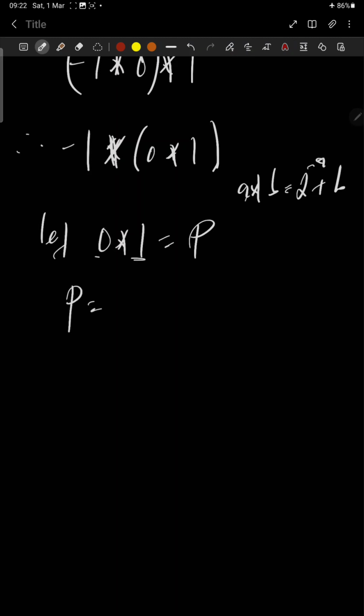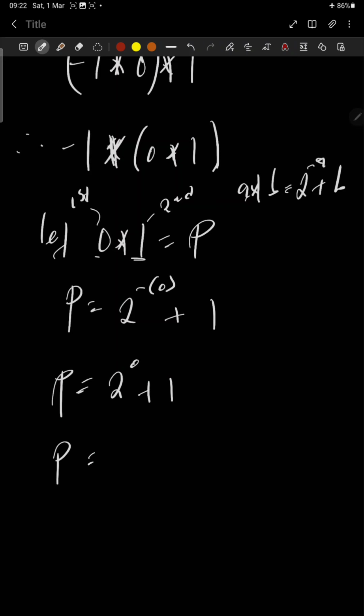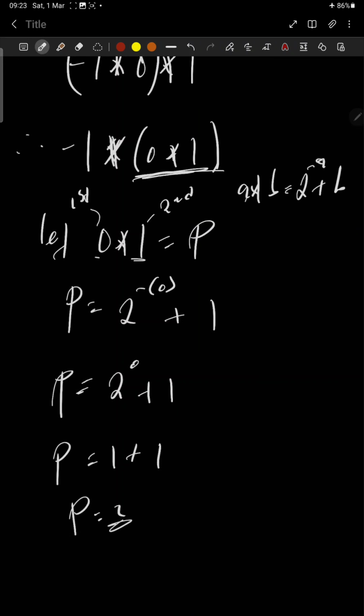You're going to say 2 to the power negative first number plus second number, because 0 is now your first number and 1 is your second number in terms of position. So your p here will be 2 to the power 0 plus 1, and your p will be 1 plus 1, your p will be 2. So now after you answer these two here, you're going to replace it back, because you equated this to p. This was your p here, so you bring back your 2 here.